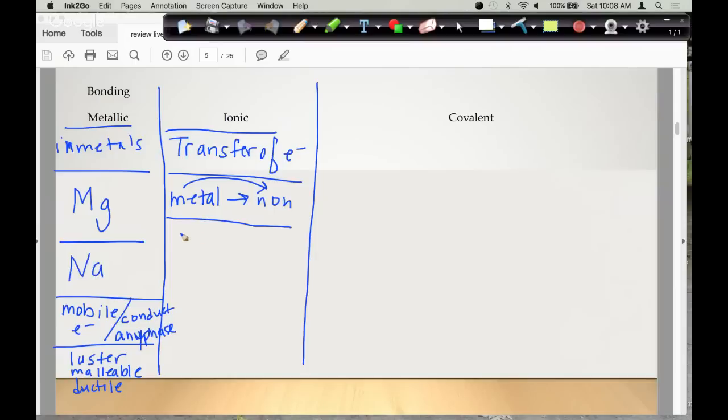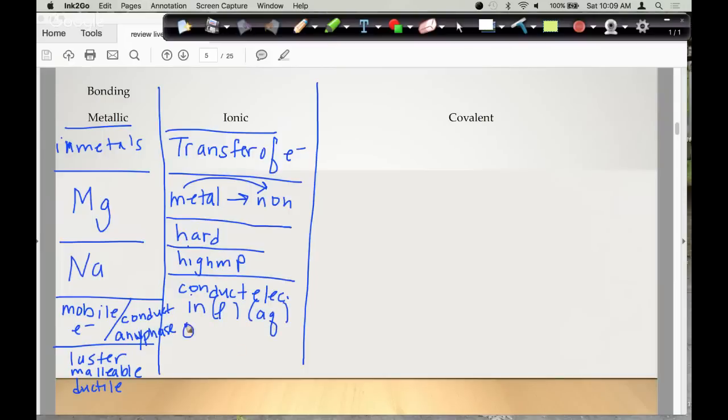When we talk about these ionic bonds, their properties, they tend to be hard, they have high melting points, and they are going to conduct electricity in liquid or aqueous solutions only. That is when they have mobile ions. So notice, for ionic substances, they conduct in liquid and solution because that's when their ions can move. For metals, they conduct all the time because their electrons can always move.